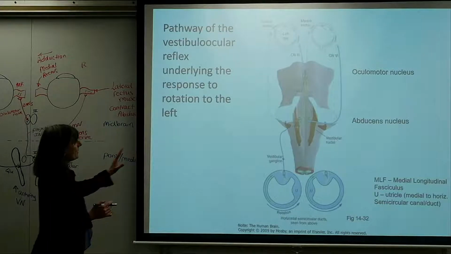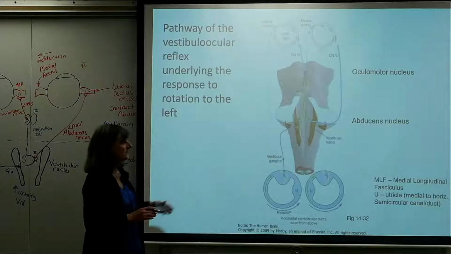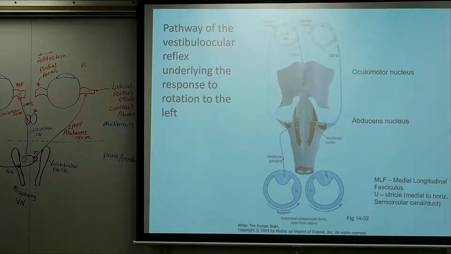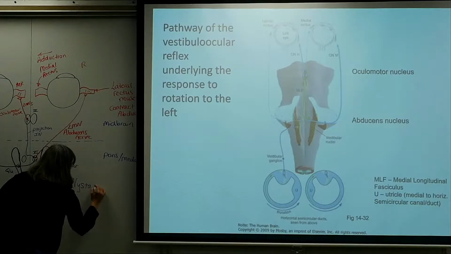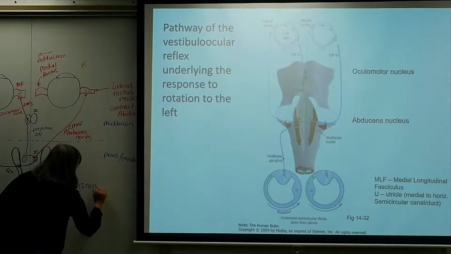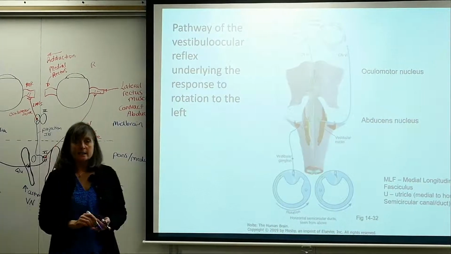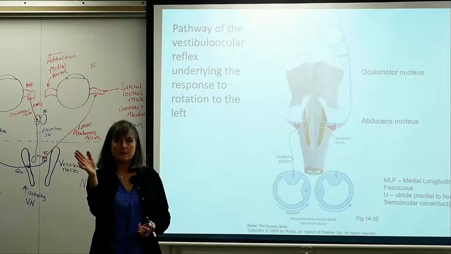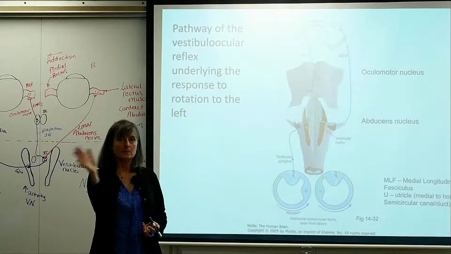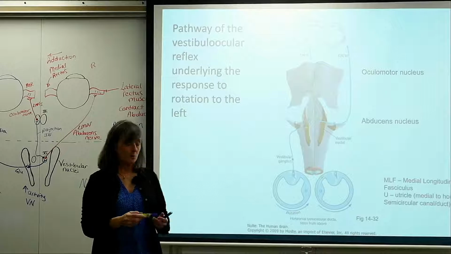Okay, so now that we've gone through the circuit, we want to talk about something called nystagmus. And nystagmus is spelled like this, nystagmus. And nystagmus is defined as an eye movement that has a slow phase in one direction and then a rapid phase in the other direction. Okay, so nystagmus kind of goes like this. And it's named for the fast movement.